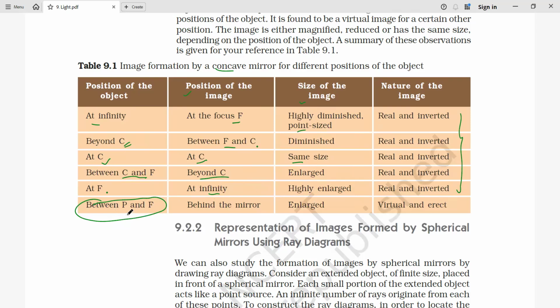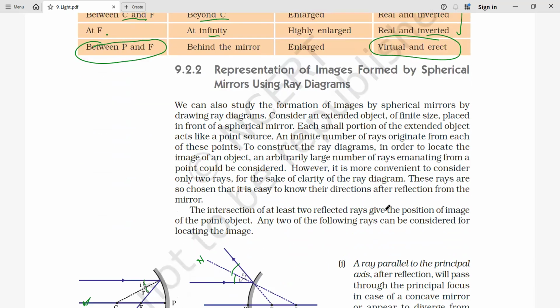But if the object is between the pole and the principal focus, then the image is behind the mirror, enlarged, and it is virtual and erect. So only this position is the exception in the case of a concave mirror, where the image is virtual and erect.